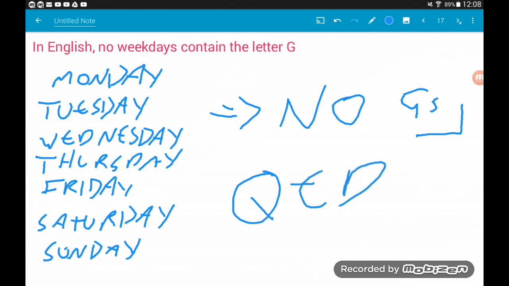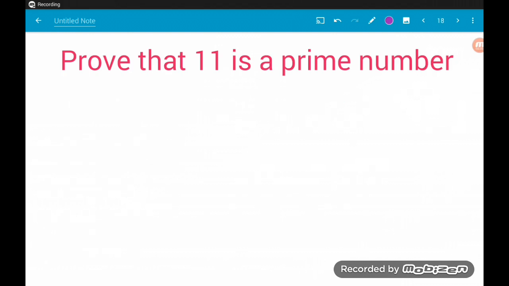Quite enough, done. So that's a non-mathematical example, a very obvious one, but hopefully that's explained the concept a little bit before we get the maths involved. So now we're going to start with a very simple mathematical example. Okay then, so our first mathematical proof by exhaustion, we want to prove that 11 is a prime number.